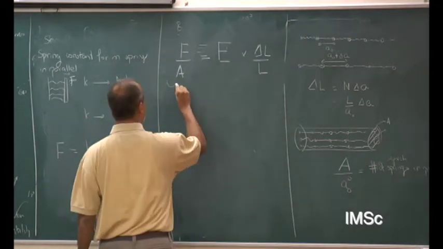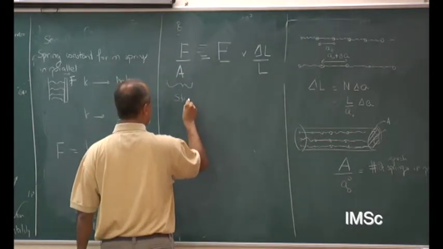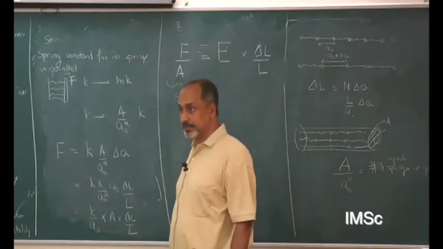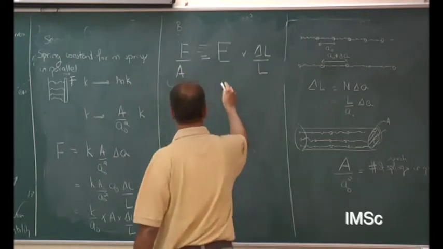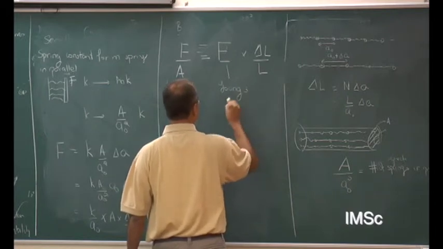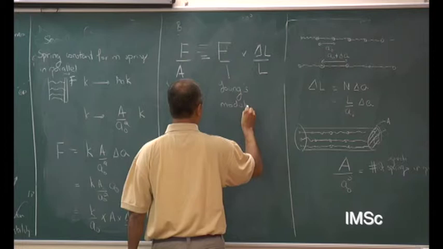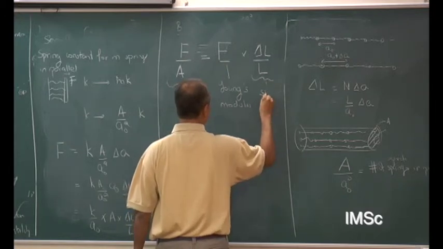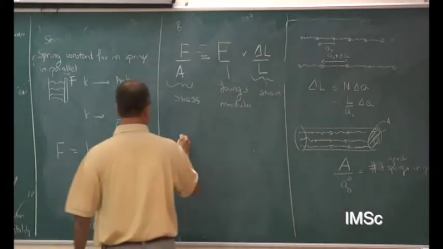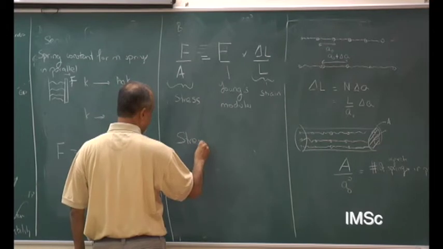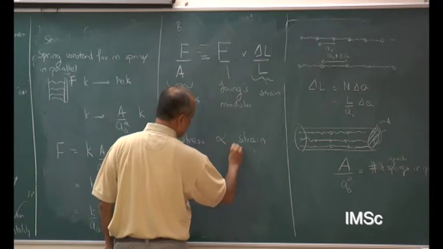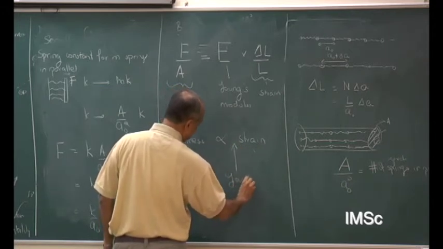This quantity here, a force per unit area, is sometimes called a stress. And we will see this later when we come and discuss continuous media, in the description of continuous media. This quantity E is called a Young's modulus. And this quantity here is called a strain. And this relationship just says that stress, which is the force per unit area, is proportional to the strain. And the proportionality constant is, in this particular case, called a Young's modulus.